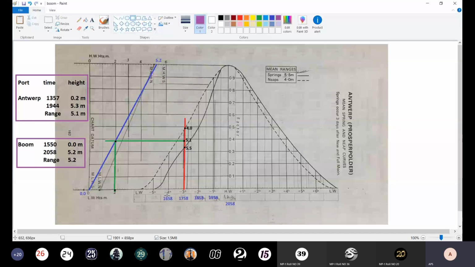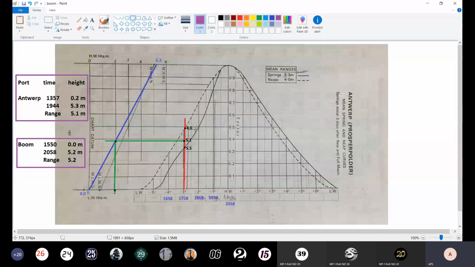This will become 1558. Which time we want? 1800. 1800 will be slightly to the right, 2 minutes to the right of this middle line, which is showing -3. So slightly to the right, you draw this red line vertically. It will intersect this spring curve here, that black dot, and this neap curve here at this black dot. Spring is given as 5.5. See here, spring given 5.5. So write 5.5. And neap is given 4.0.